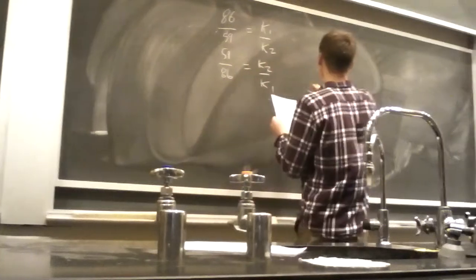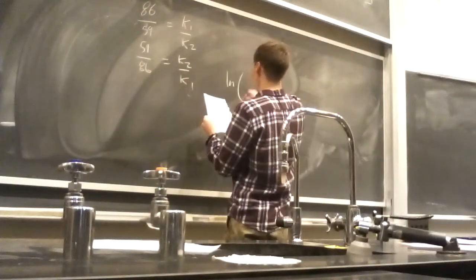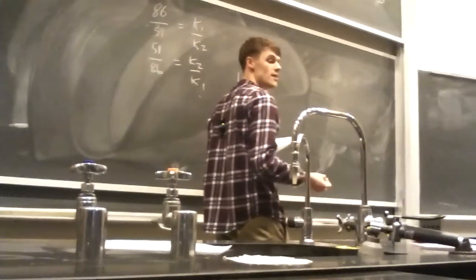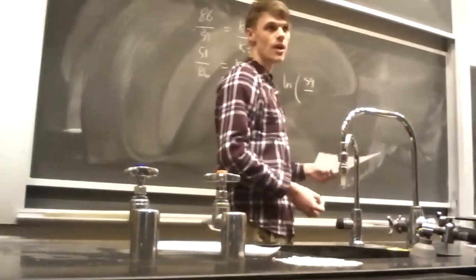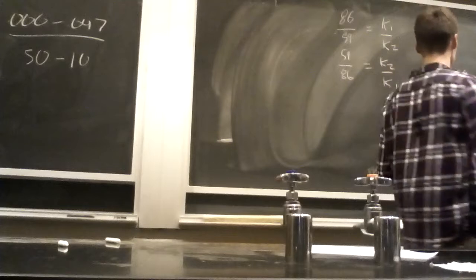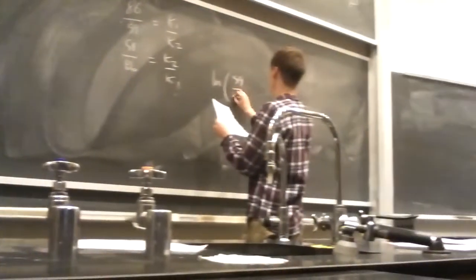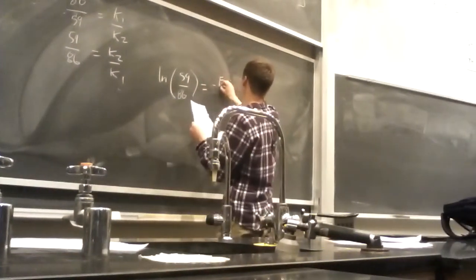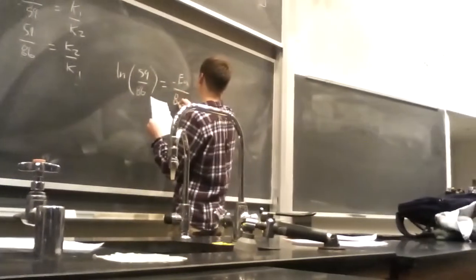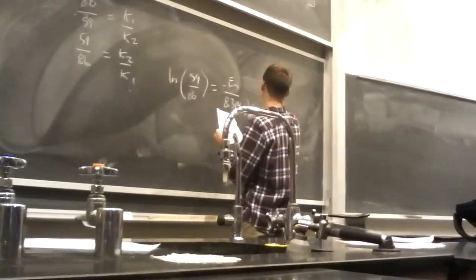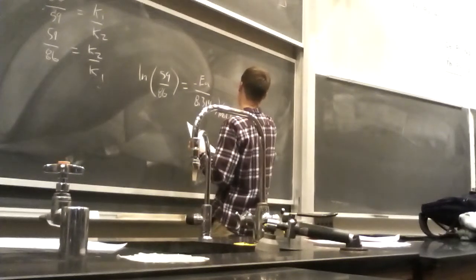Now that's important because we have an equation that is ln K2 over K1 equals negative EA over R times 1 over T2 minus 1 over T1. Notice what units your R is.